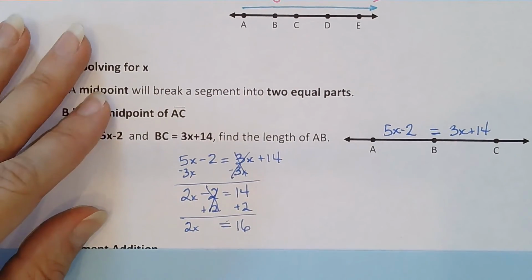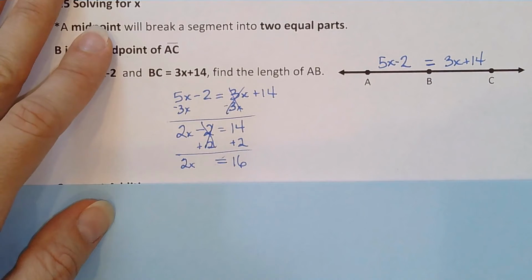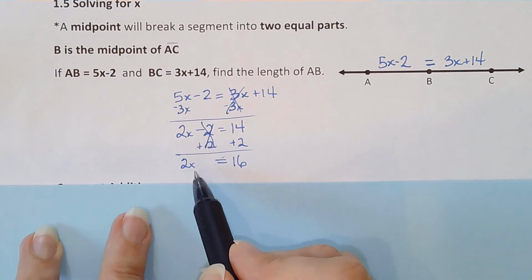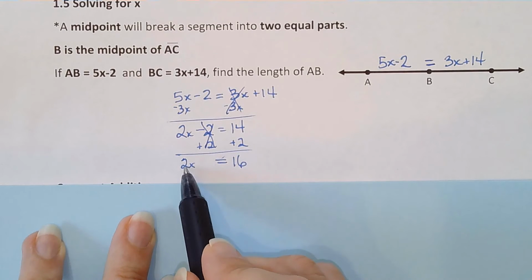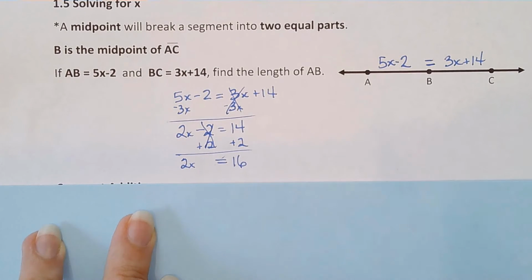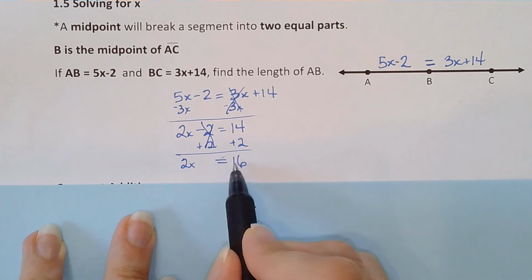Okay, so 14 plus 2, let me move this up here, gives me 16. And then my very last step, I want to get x by itself. So in order to get x by itself, I have 2 times x. I want to undo multiplication. And in order to undo multiplication, I use division, right? Those two undo each other, just like adding and subtracting undo each other. So I'm going to divide both sides by 2.